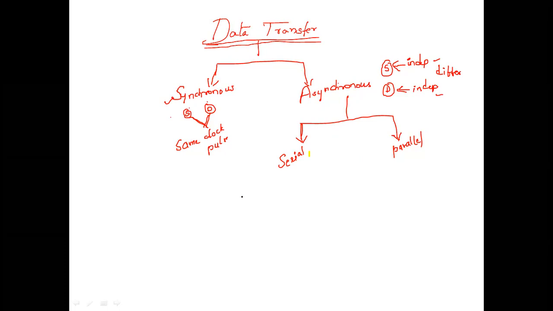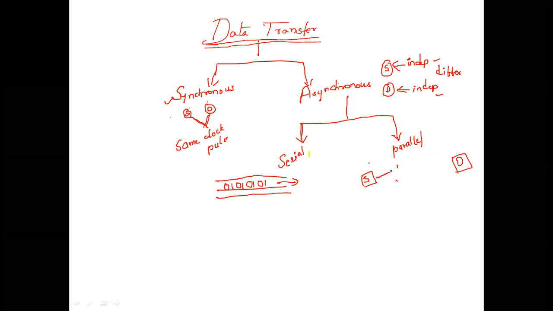Serial transfer means, suppose you take a wire or a path, the bits are going to be transmitted like this, serially, one by one. When it comes to parallel transfer, here we have the source and here we have the destination.